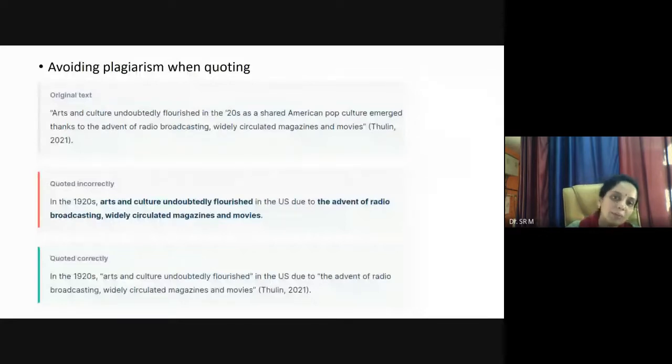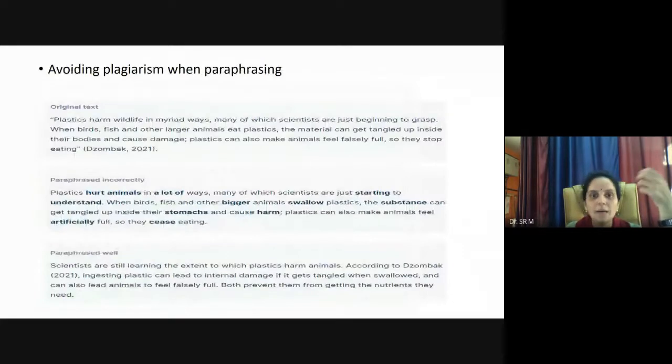So how do we avoid plagiarism when we are paraphrasing? Already I told you, paraphrasing means you are using your own words to describe something from a source. It does not just mean swapping a few words here and there in a copy-pasted text. You should rewrite the author's point in your own words. That's it. And you are showing that you have fully understood this particular concept. Right? See, again, an example is here.